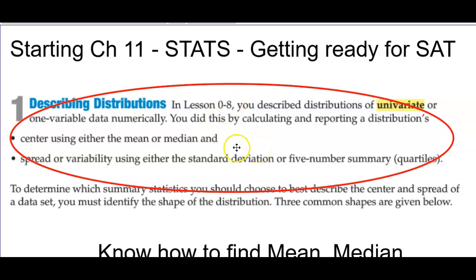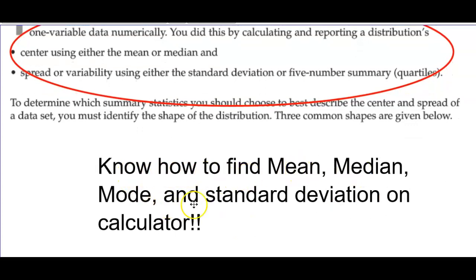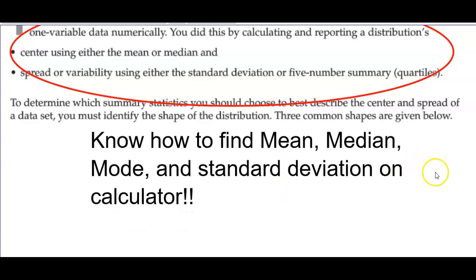The book assumes that we did lesson 0.8, which was on finding one variable stats and using either the mean or median to describe the center of the data, and then to describe the spread or variability using either the standard deviation or 5-number summary. So we are going to quickly go through how to do all that. You will need to know how to find the mean, median, mode, and the standard deviation on your calculator. You will not have to know the formulas by heart. And you will also need to know what the 5-number summary is.